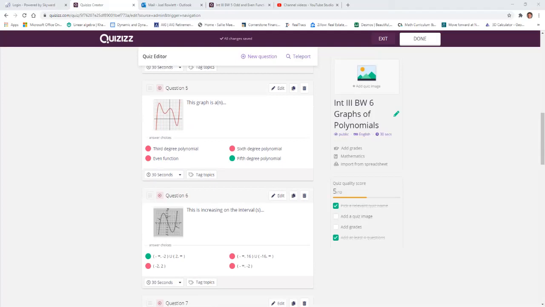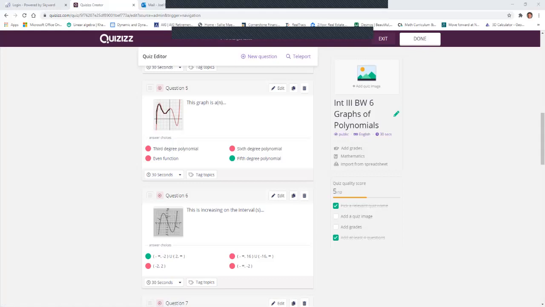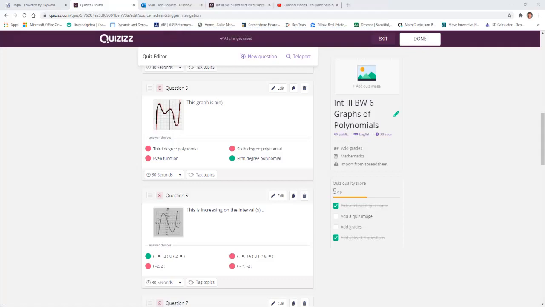In fact, it's odd. But this one happens to be a 5th degree polynomial because watch what happens as I trace it and count. As I trace it, right, I can go up 1, 2, 3, 4, 5. So that makes it a 5th degree polynomial.